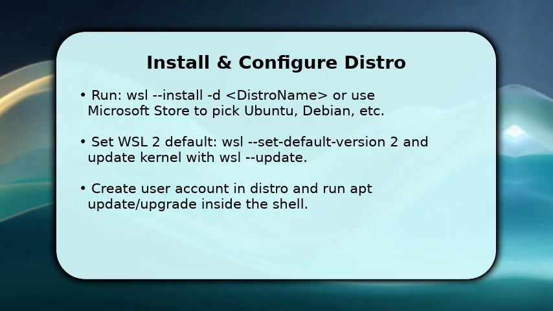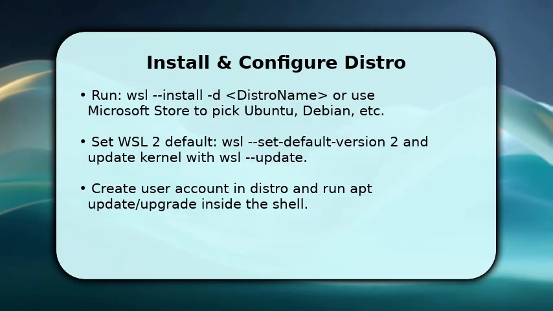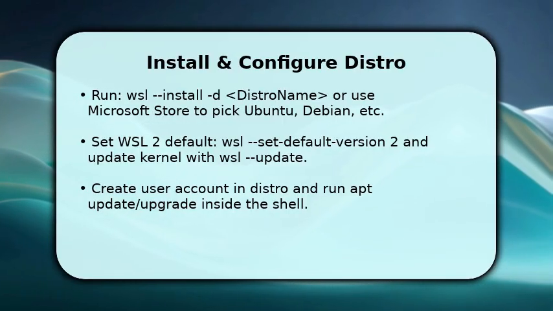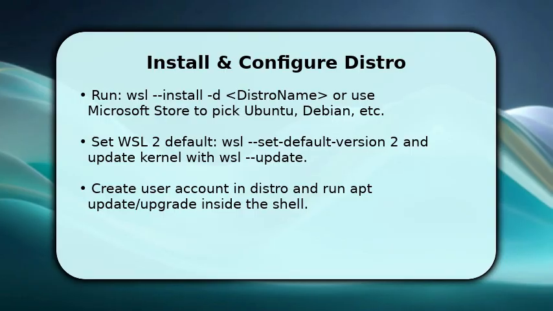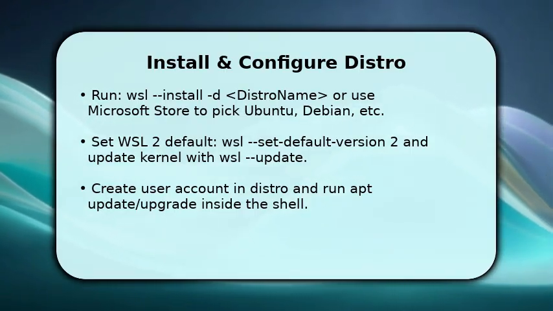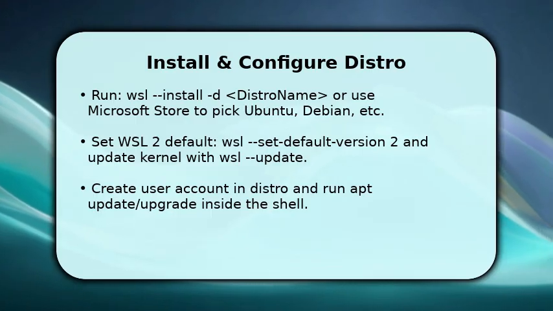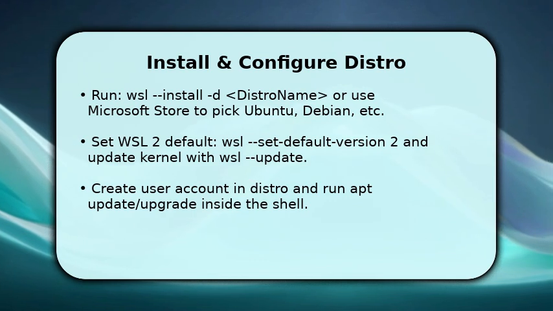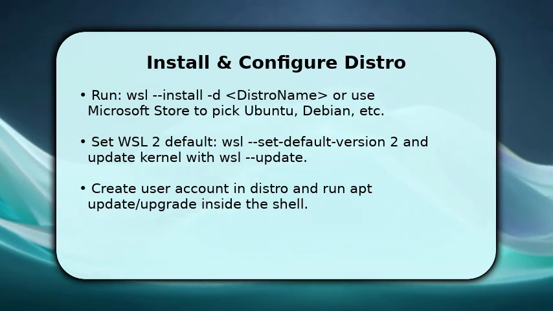Make sure to set WSL2 as the default with WSL set default version 2 and run WSL update to get the latest kernel improvements. Once the distro installs, launch it to create your Linux user, then run apt update and apt upgrade so packages are current. This ensures package management and networking behave correctly under WSL2.